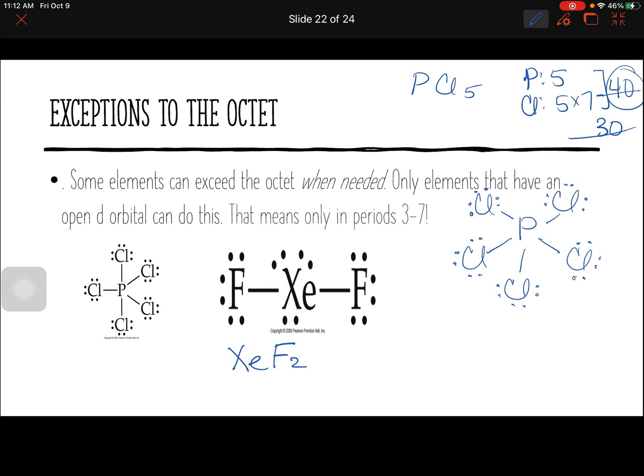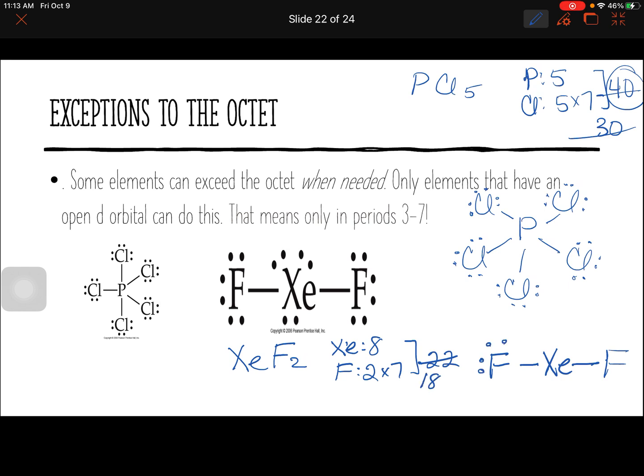So we count. Xenon is a noble gas. It has 8 valence electrons. 2 fluorines are halogens. So that's 14 plus 8 is 22. So to build this one, I put the xenon in the middle because it's the singleton. I will put the fluorines on each side. I start by connecting them with bonds, so that's 4 electrons, so I have 18 left.